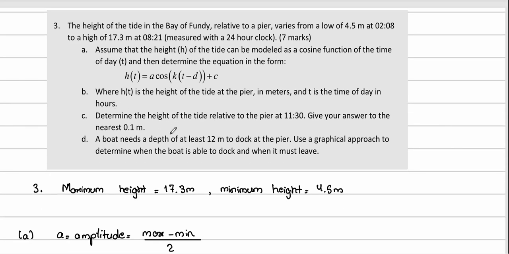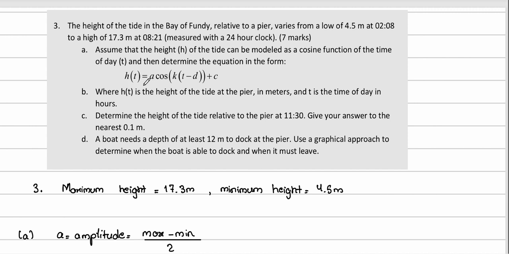For question 3, the height of the tide in the Bay of Fundy relative to a pier varies from a low of 4.5 meters at 2 hours and 8 minutes to a height of 17.3 meters at 8 hours 21 minutes, measured from 24 o'clock. So this is going to be at 12 in the morning, and this is also 12 in the morning. For question A, assume that the height h of the tide can be modeled as a cosine function of the time of the day, t, and then determine the equation in the form.